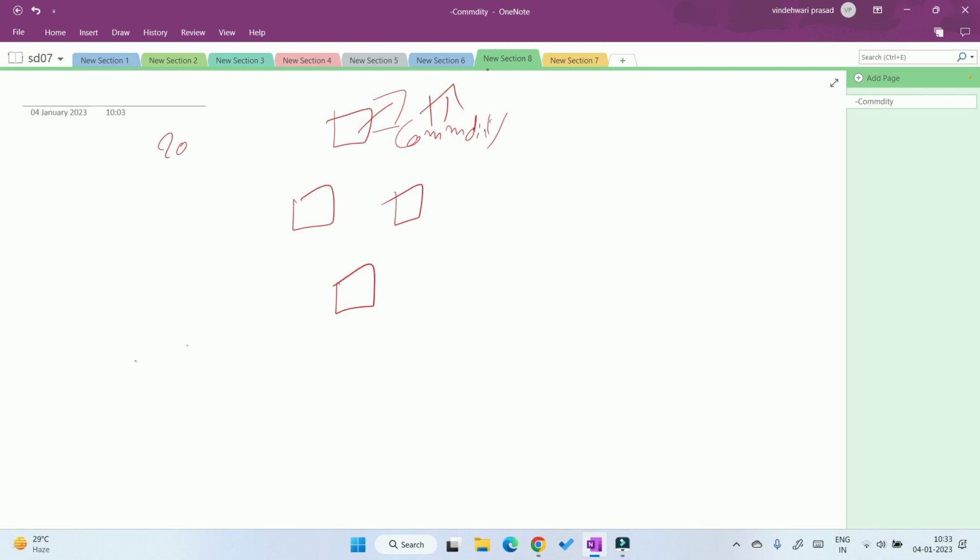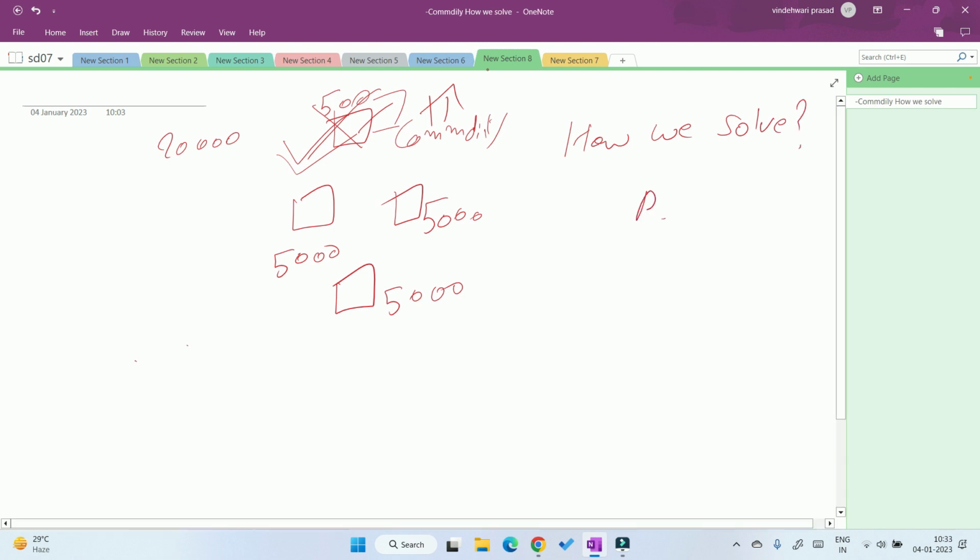Suppose we have 20,000 GB of data and we store 5,000 GB in each system. If any of the systems fails, then we can easily lose that data. So it is a very big problem here. How do we solve it? We solve it with the help of replication. What does it mean?